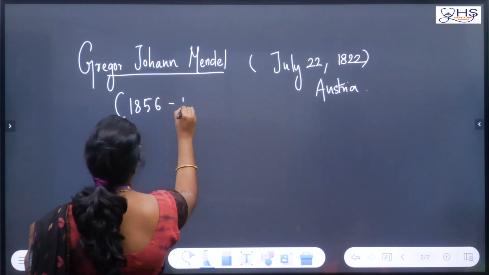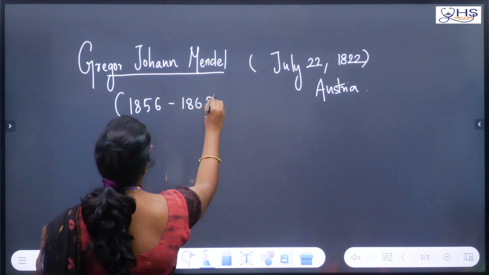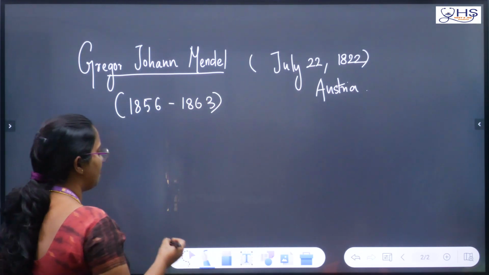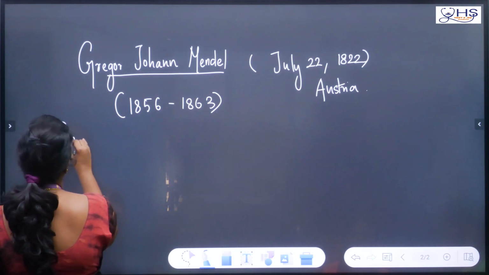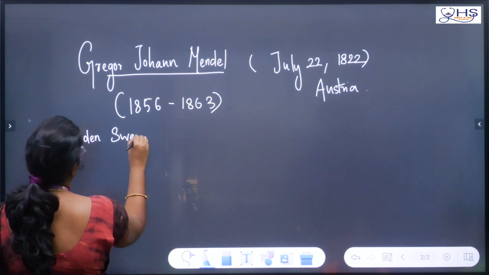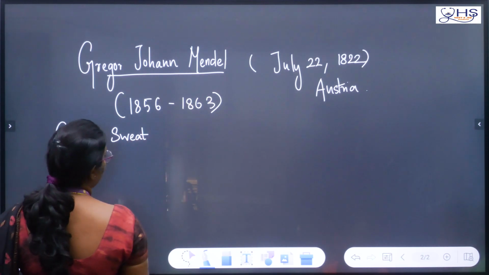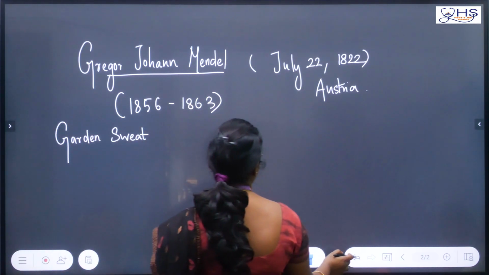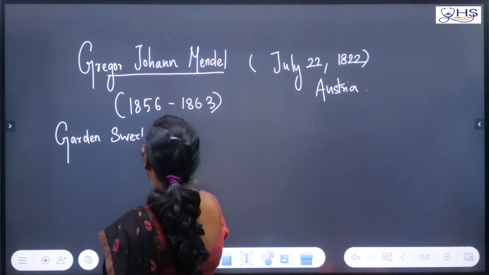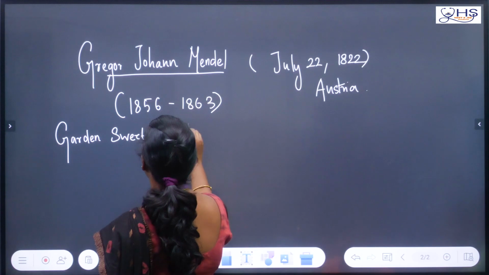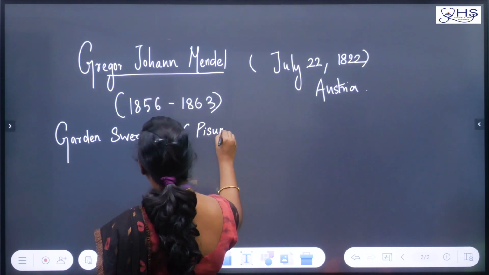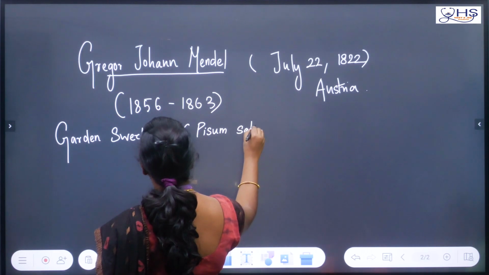Okay, so around 1856 to 1863, around 7 years he spent on the research about the garden sweet pea. He took a plant, garden sweet pea. What is the binomial name of sweet pea? Pisum sativum.